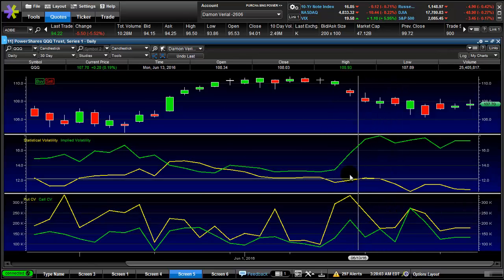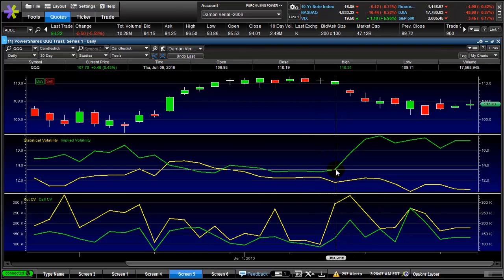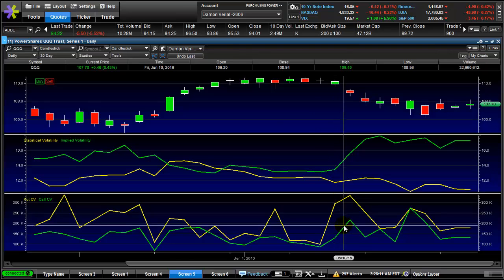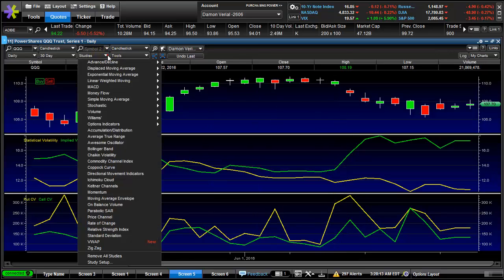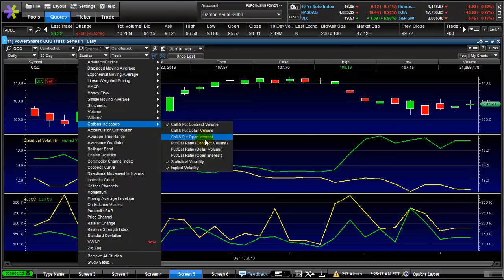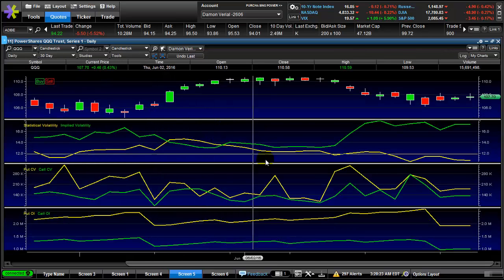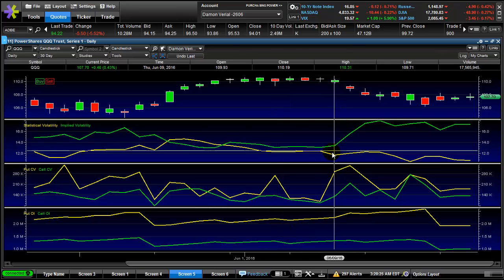Now, if you don't see a clear pattern, right here, we should be seeing a clear pattern with the difference between puts and calls. But we don't see that down here. And in that case, you might want to look at a different version of the call and put difference. For example, the open interest should be smoother. But again, we don't really see a huge difference here.